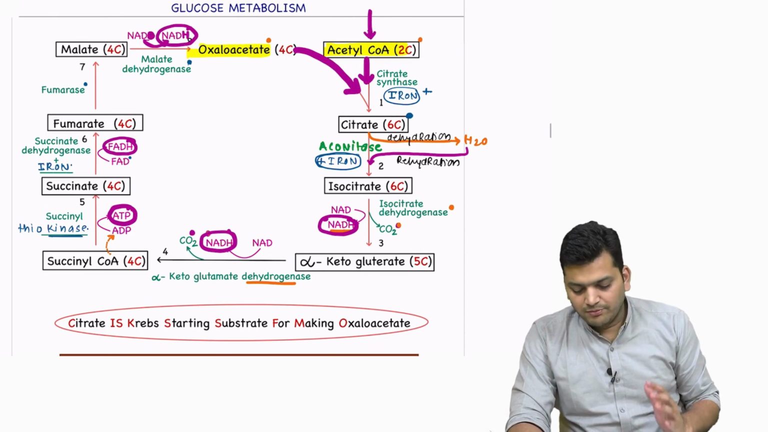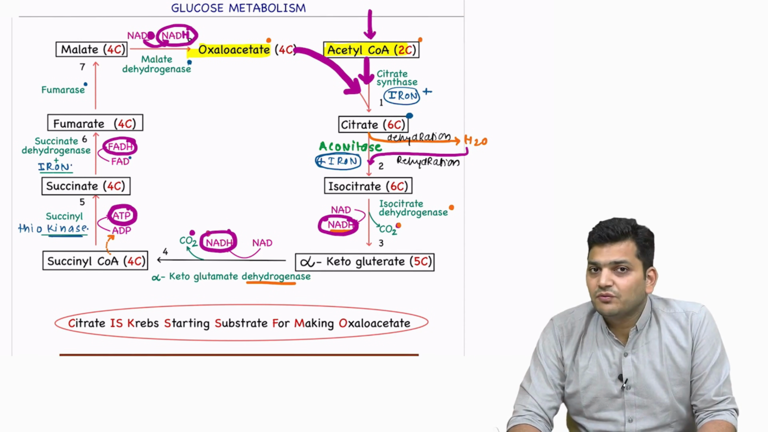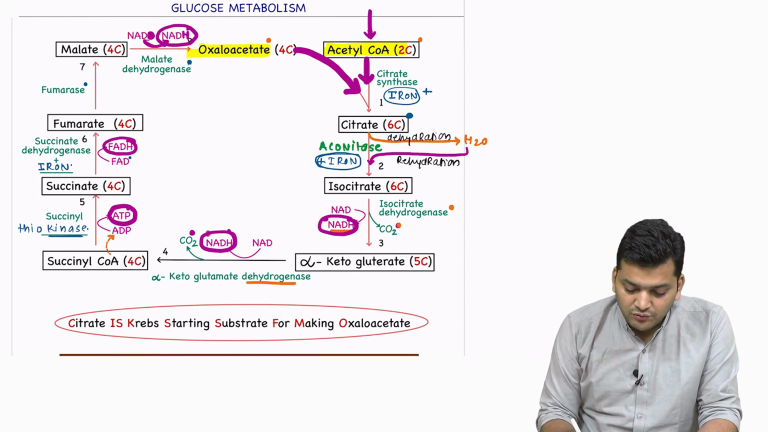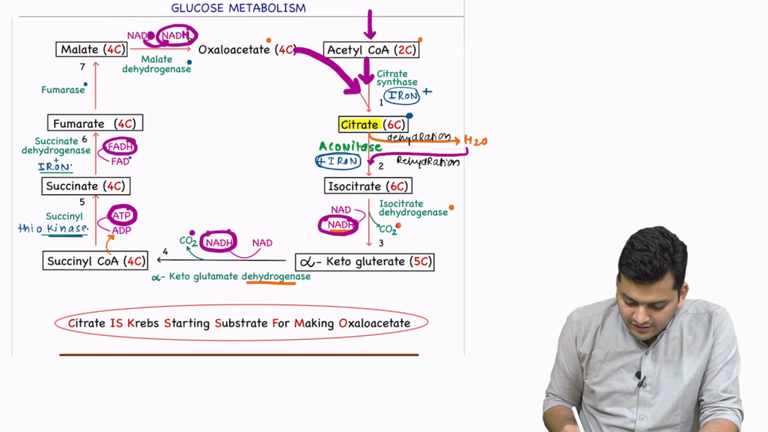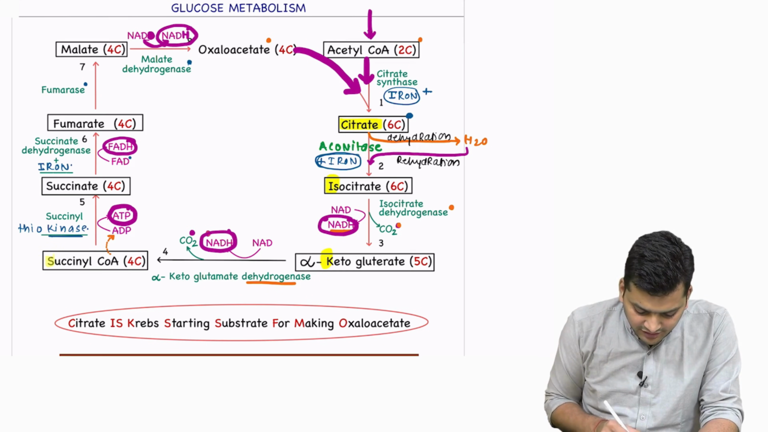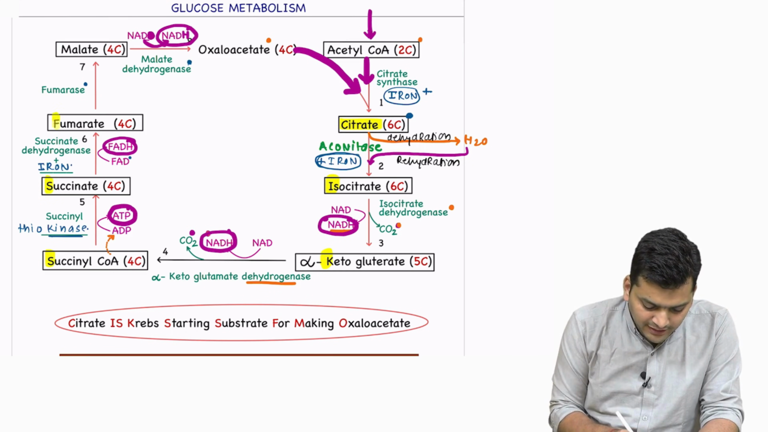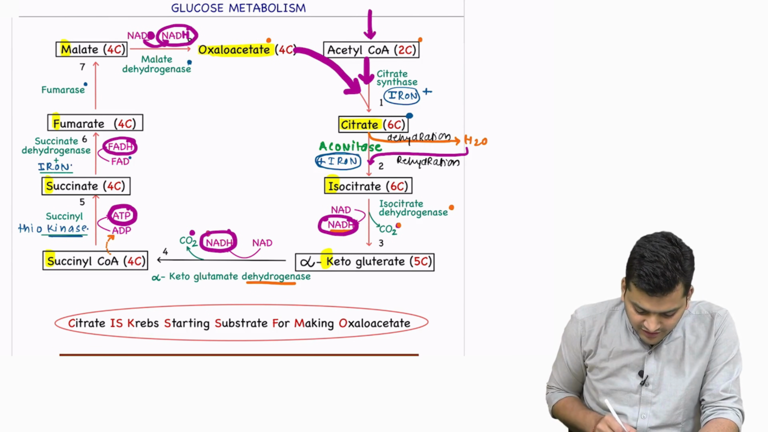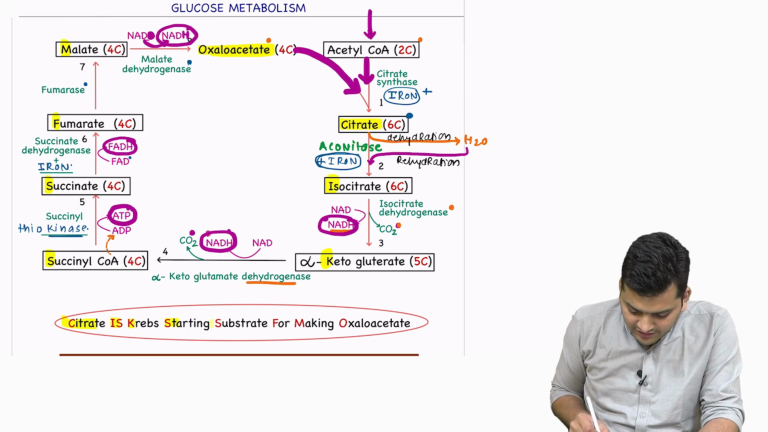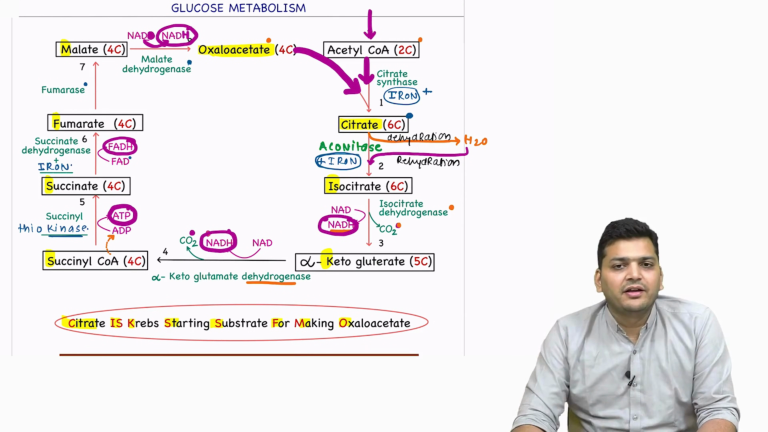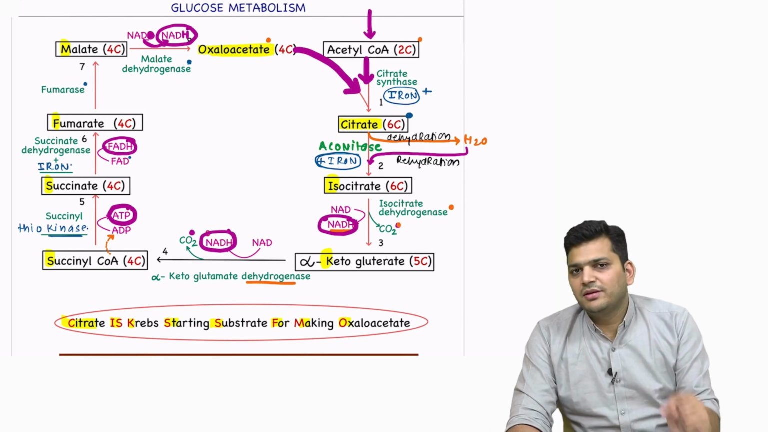What are the points to be remembered? See how we have remembered the sequence of the intermediates. We have used one mnemonic. The mnemonic was like this: Citrate is Krebs starting substrate for making oxaloacetate. So this is how we are going to remember the various intermediates.